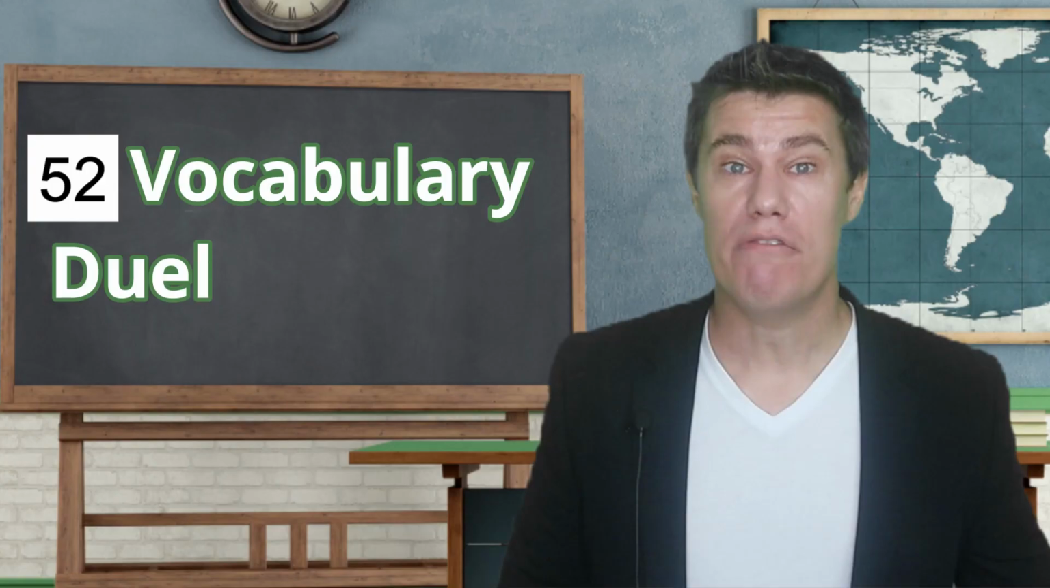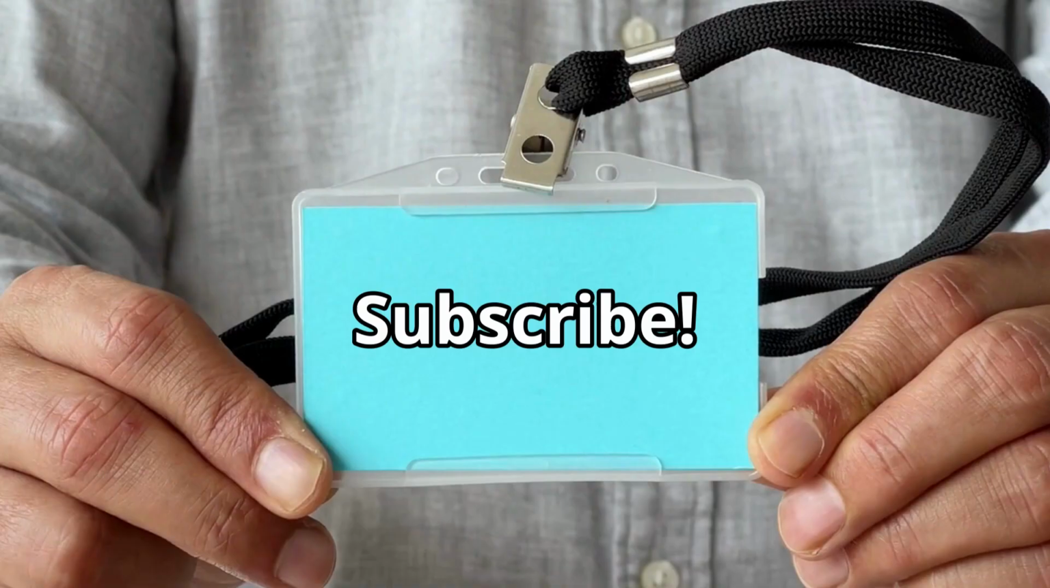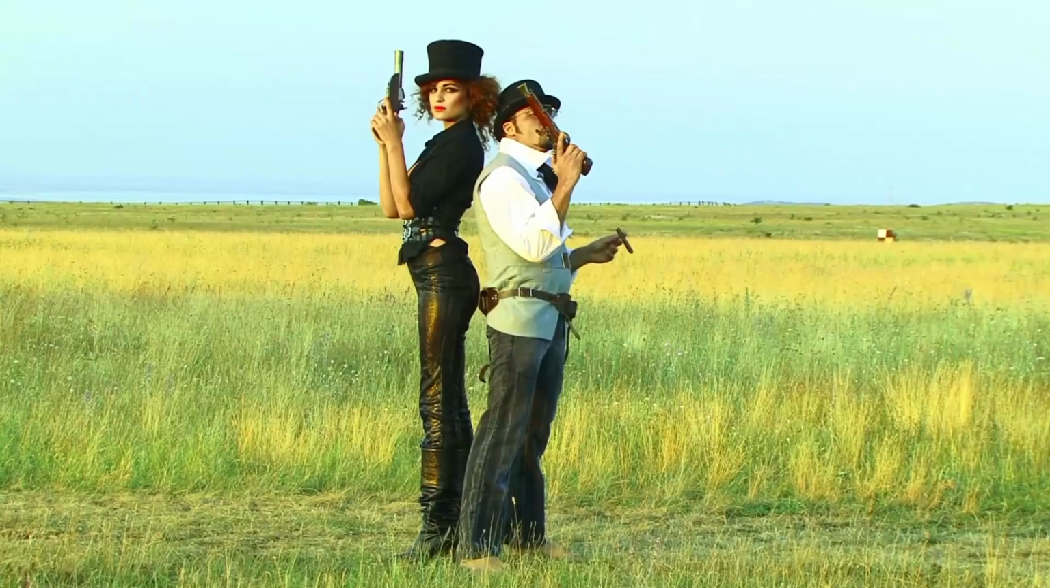Vocabulary Cowboy Duel. Select two students to come to the front of class. Hand each one a flashcard or paper with vocabulary on it. They should place it against their chests without looking at it. Then the two students stand back to back with their flashcards held against their chests, the words also facing forward. The teacher counts down.